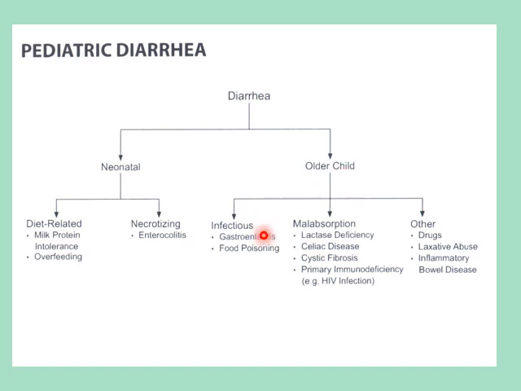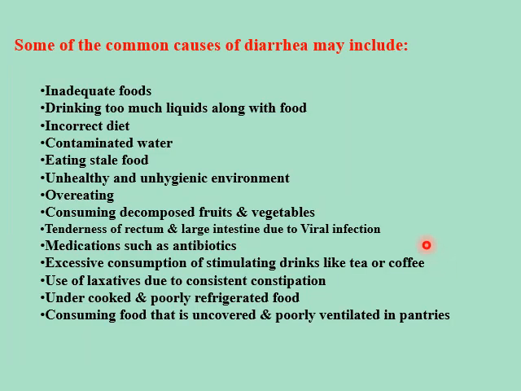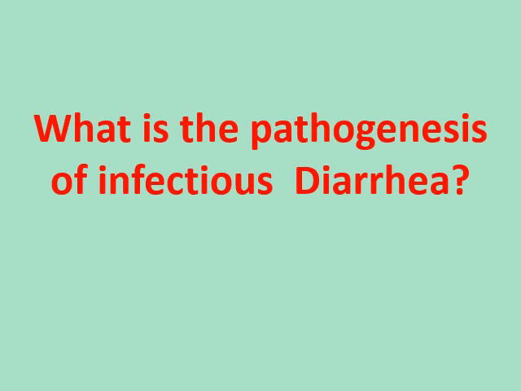Here, older children: infectious causes, gastroenteritis, food poisoning, as we're discussing now. Malabsorption: lactose intolerance, lactase deficiency, whether acquired or inherited, celiac disease, gluten-sensitive enteropathy, cystic fibrosis, an autosomal recessive disease associated with respiratory problems and malabsorption. Immune deficiency, primary or secondary to HIV infection, or primary agammaglobulinemia, hypogammaglobulinemia, dysgammaglobulinemia, and so on. Others, like medication, antibiotics, laxative abuse, and inflammatory bowel disease, like Crohn's disease and ulcerative colitis. Here, the most common causes we mentioned earlier, there is no need to repeat them. You can read here.